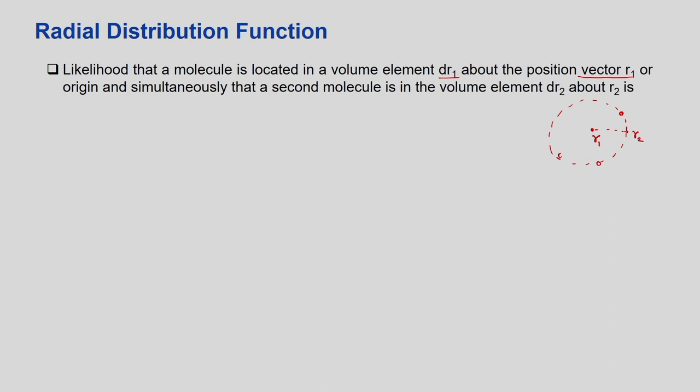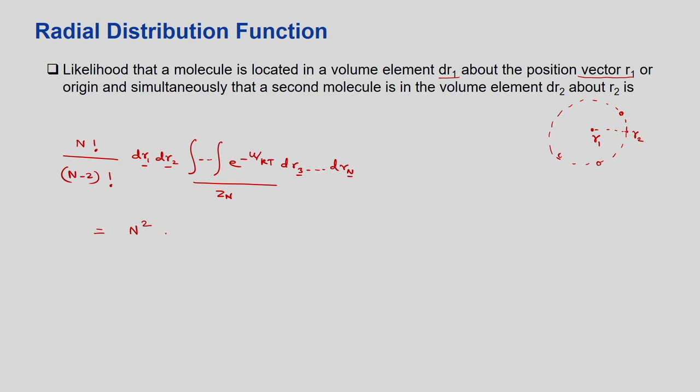So that expression is nothing but n factorial by n minus 2 factorial, as we just saw, into dr1 dr2. Like this you have to write. And then the integrals follow, e to the power of minus u by kT, then all the remaining terms, divided by Zn. I can do some simplification. This is n square, as I did in the previous slide, to make it simple. So it is again e to the power of minus u by kT dr3 up to drn.